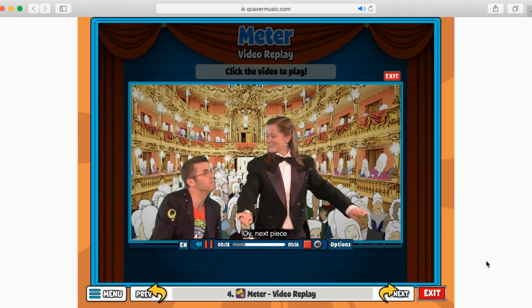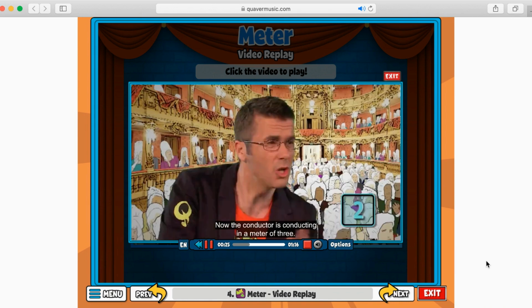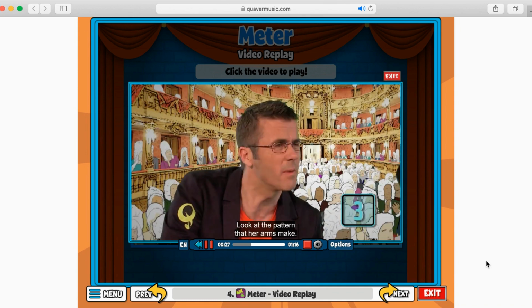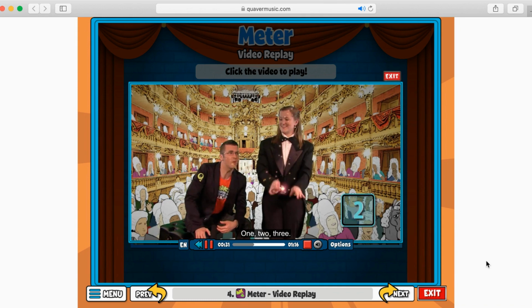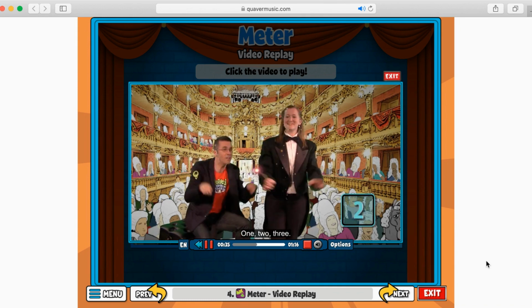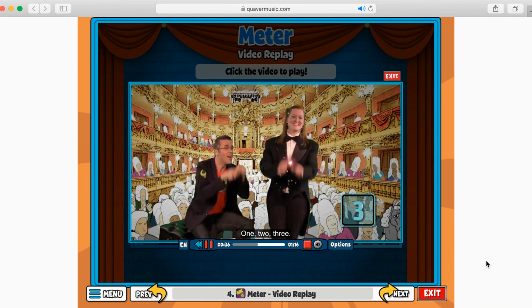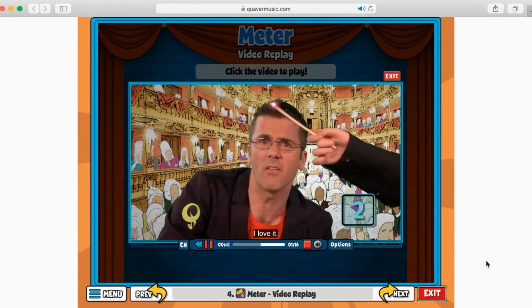Next piece. Cool. Now the conductor is conducting in a meter of 3. Look at the pattern that her arms make. 1, 2, 3, 1, 2, 3, 1, 2, 3, 1, 2, 3. I've got it! 1, 2, 3. Cool! The meter of 3. I love it.